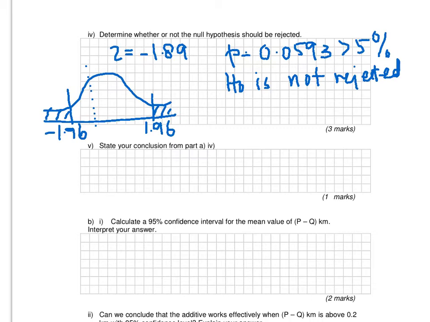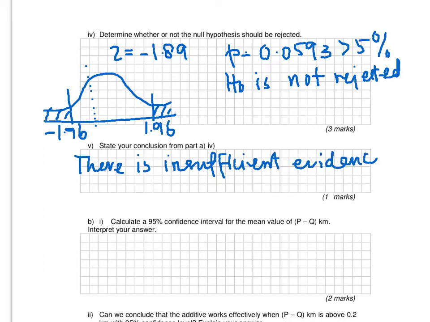State your conclusion from part A4. The conclusion of this test is that there is insufficient evidence to support the claim that the mean is different.